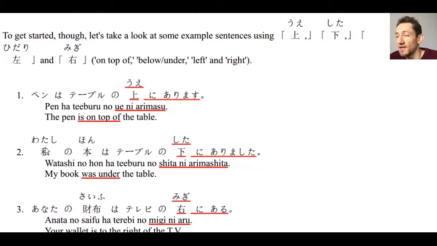Number two, watashi no hon wa teiburu no shita ni arimashita. So my book was under the table. So again, we have watashi no hon as object one, and a book is, of course, an inanimate thing, so we use aru to describe its location. And we can, of course, conjugate aru to the past tense. Teiburu no shita ni arimashita. So it was under the table, below the table.